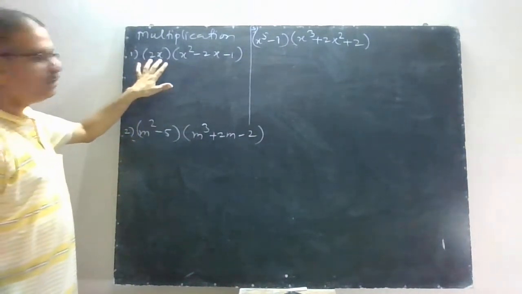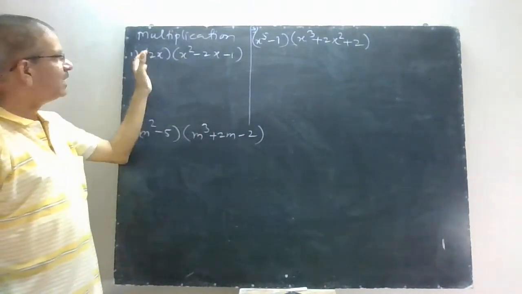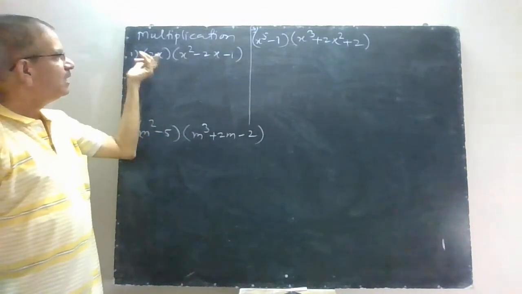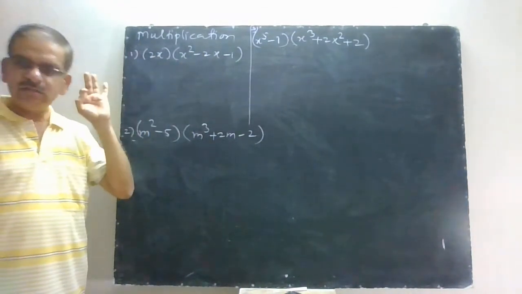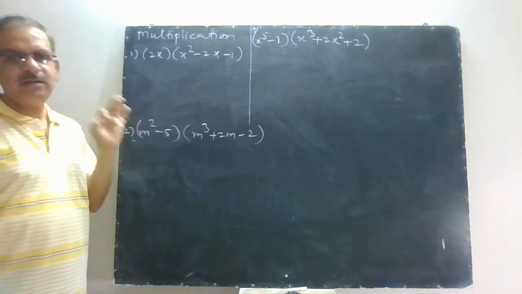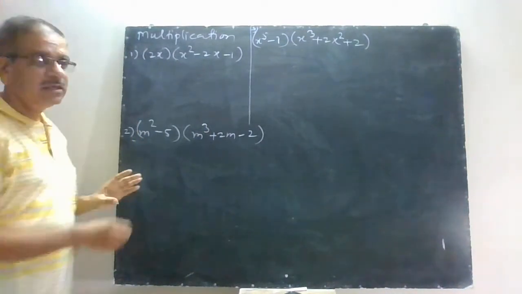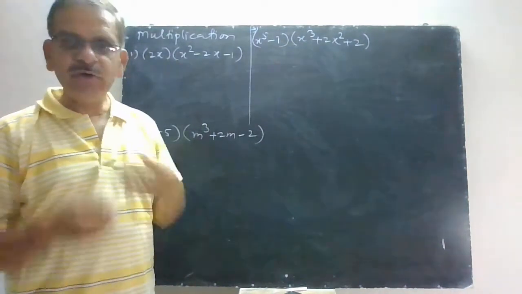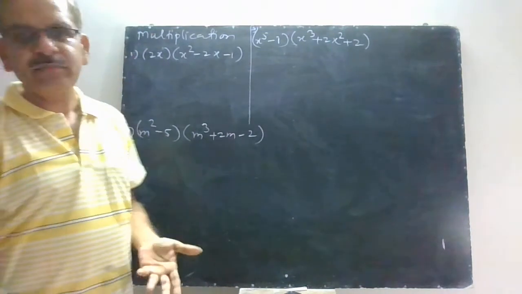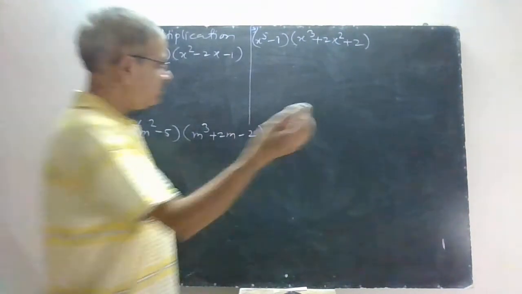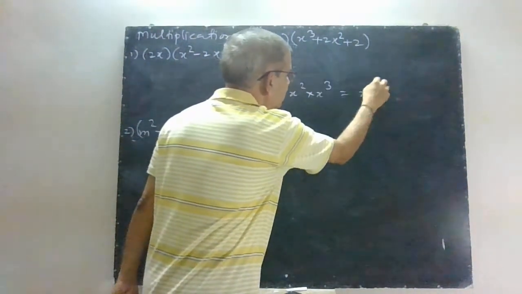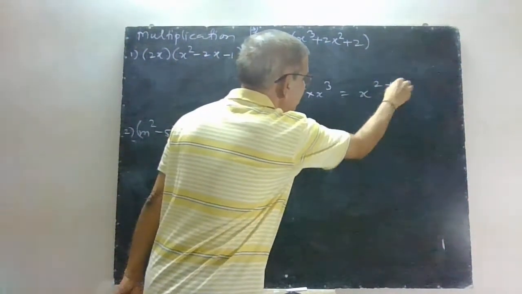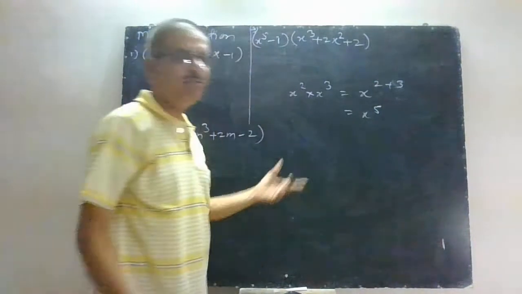Now this is a monomial and this is a trinomial, or quadratic one you can call. How to multiply these two? It's normal multiplication of the terms, like numbers. Only thing, you have to multiply the coefficients as well as the variables. Now you know x square into x cube will be x raised to 2 plus 3, that is x raised to 5.